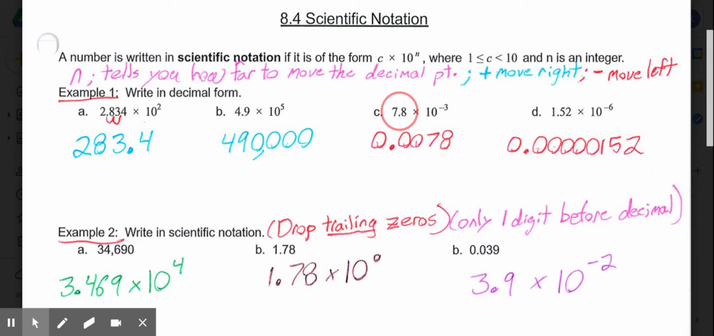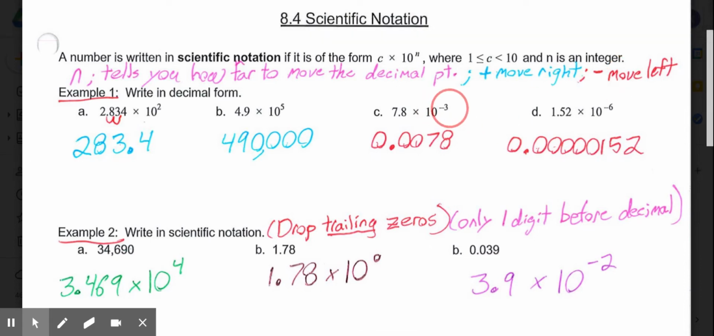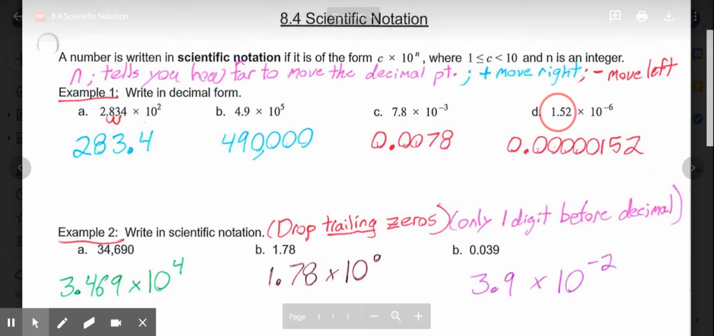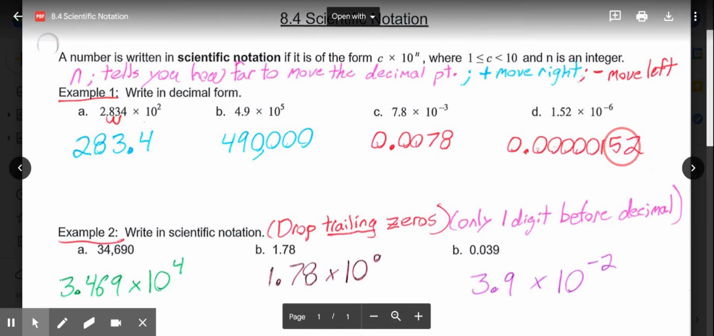In C, we have 7.8 times 10 to the negative third. So the decimal this time will be going left because it's a negative power, and it will go left 3 places. So 7.8 becomes 0.0078. And then in D, we have 1.52 multiplied by 10 to the negative 6. So our decimal on 1.52 goes 6 spots to the left. So it becomes 0.0000152.